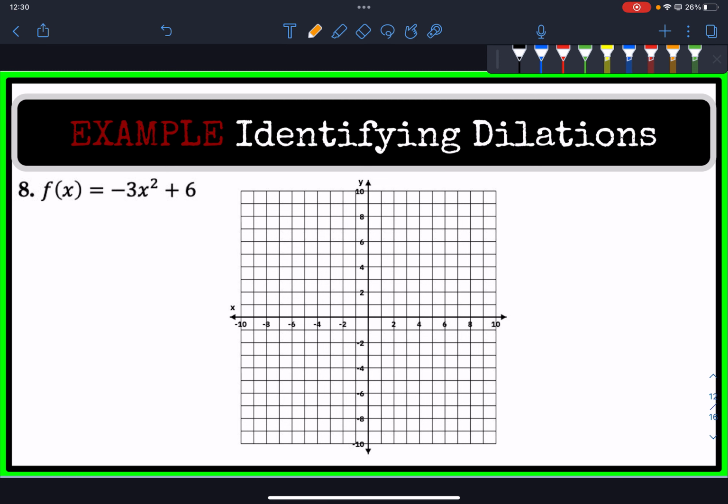So right here again, let's just identify the dilation. Because we're multiplying by 3, again, ignore the negative. The negative, remember, flips it. But because we're multiplying it by 3, this again is going to be a vertical dilation, because it's not in parentheses with the x. So it's going to be a vertical dilation. And it's going to, again, be a stretch.